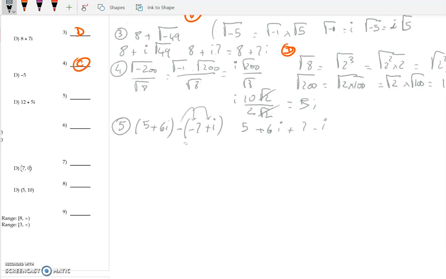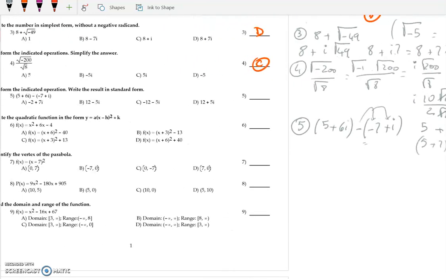And now I can combine like terms, 5 plus 7 plus 6i minus i, and I end up with 12 plus 5i. And if you look at the answer 12 plus 5i, we have that on the answer D.